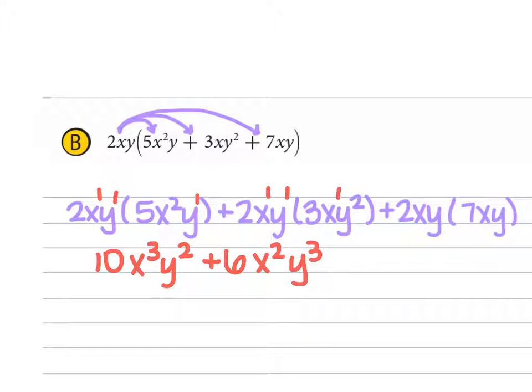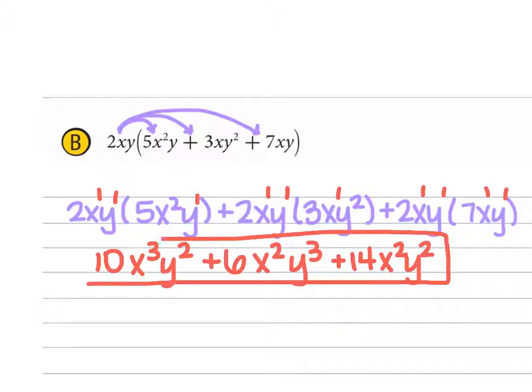Next, we have 2xy times 7xy. Again, all of those variables have invisible exponents of 1. So 2 times 7 is 14, x squared, y squared.